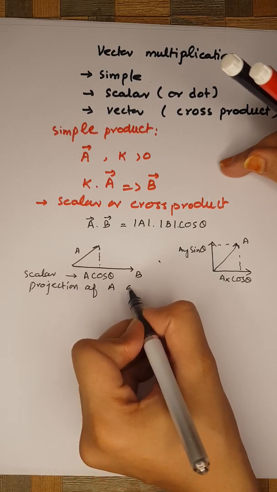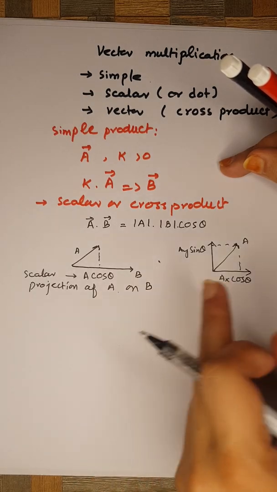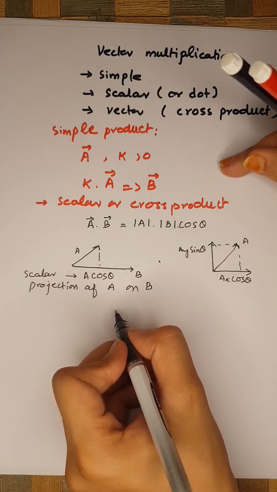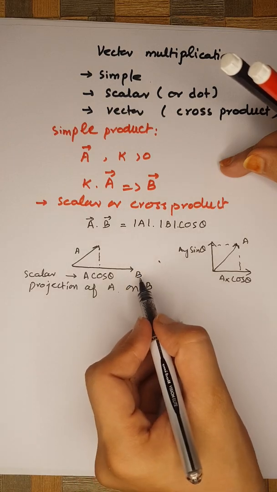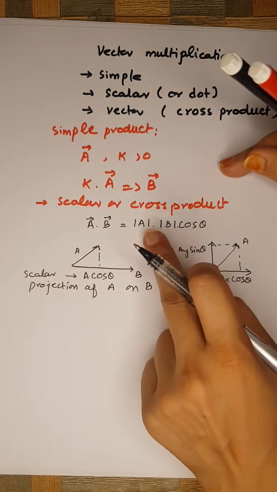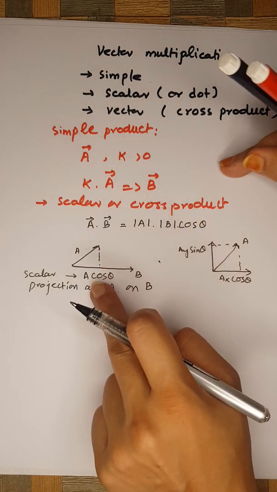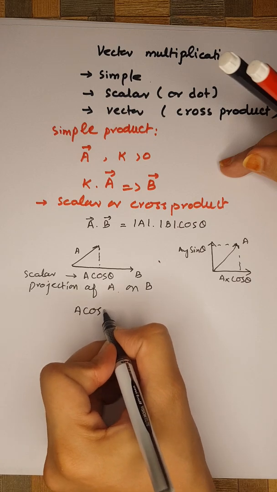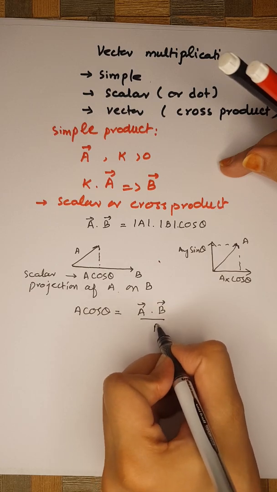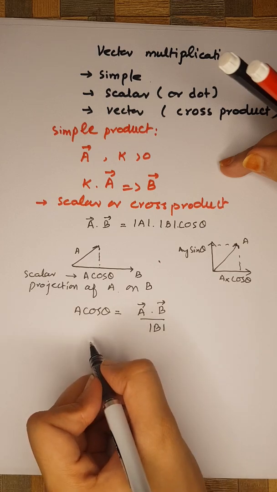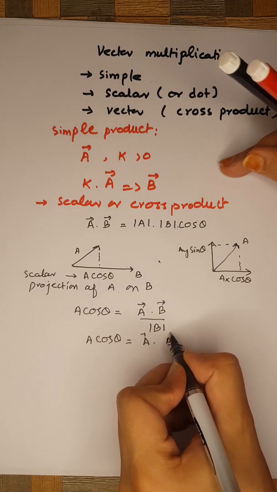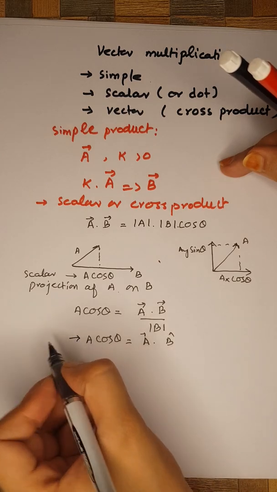If we want to find the vector projection of A on B, all we need to do is multiply it with the unit vector of B, as it is lying along the direction of B. Let's be more specific about which component we are interested in. From this expression I can determine that A cos theta is equal to A vector dot B vector divided by the magnitude of B vector. On further simplification you can also say A vector dot the unit vector of B. This is the scalar projection.